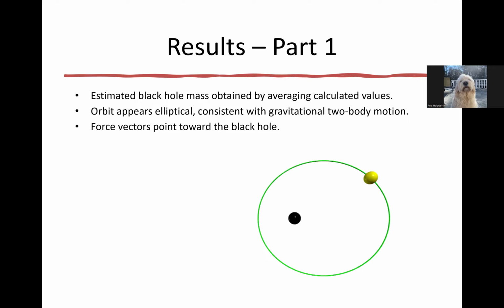As a result, here's a photo from running the data. The estimated black hole mass obtained is shown, and the orbit appeared elliptical, consistent with gravitational two-body motion. The force vectors pointed towards the black hole, as expected.